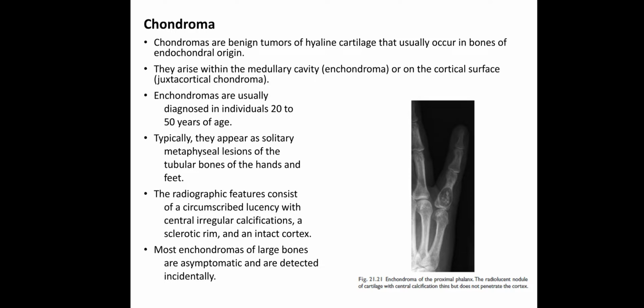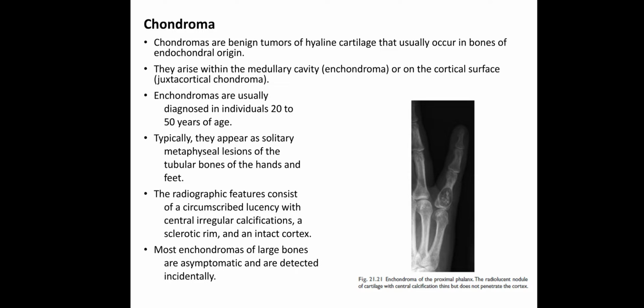الانكوندروما اللي هي من الميدولاري كافيتي are usually diagnosed in individual اللي أعمارهم ما بين 20 إلى 50 سنة and typically they appear as solitary metaphyseal lesion of the tubular bone of the hand and feet مثل ما متوضح عندكم بالصورة. هذه انكوندروما of the proximal phalanx و radiolucent nodule. radiolucent يعني تبين شفافة بالأشعة، تبين سوداء. nodule or solitary يعني lesion of cartilage.